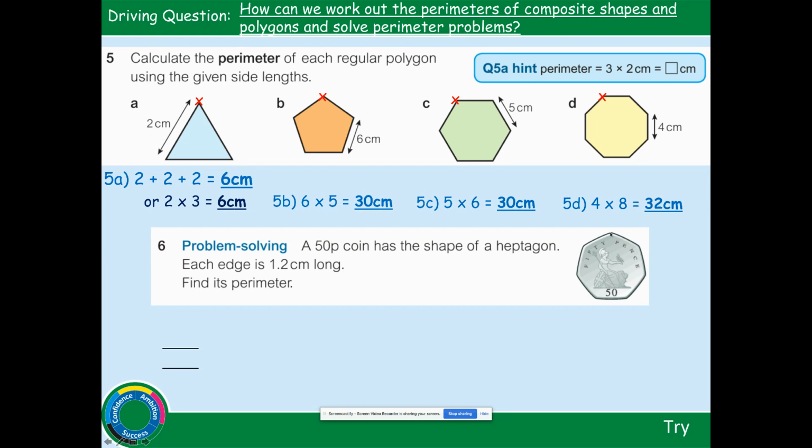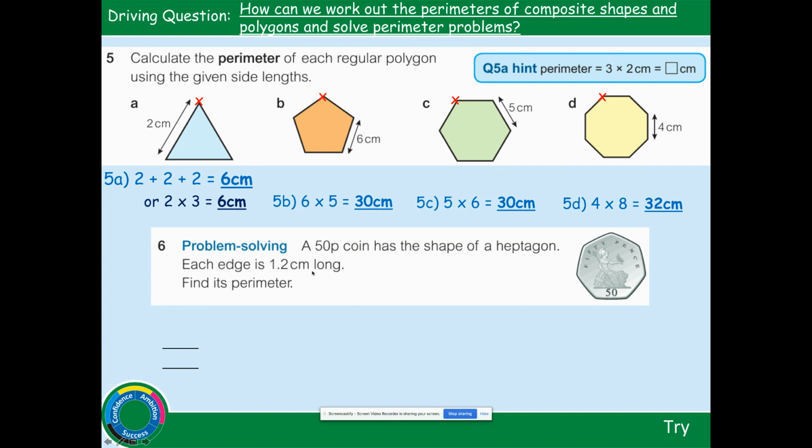Okay, here we've got a 50p coin. It's a regular shape. Count our sides. I'm just going to count right from the very top. 1, 2, 3, 4, 5, 6, 7. And back to the top. We have 7 sides. It's a heptagon. 7-sided shape is a heptagon. Okay, so a 50p coin has the shape of a heptagon.